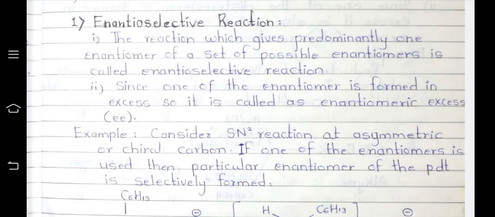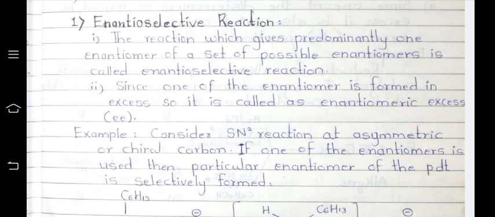So in our notes, systematic representations are given here. In these notes, the point-to-point content given here, the video is for your understanding only. The points for revision are here. The first point is that a reaction which gives predominantly one enantiomer of a set of possible enantiomers is called an enantioselective reaction. Since one of the enantiomers is formed in excess, it is called an enantioselective reaction.